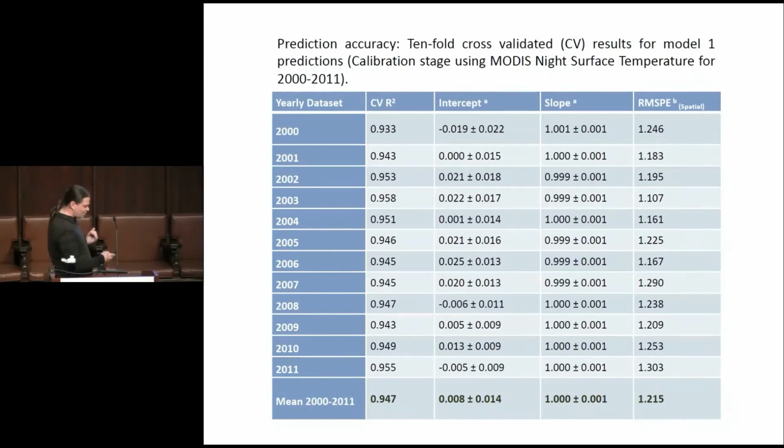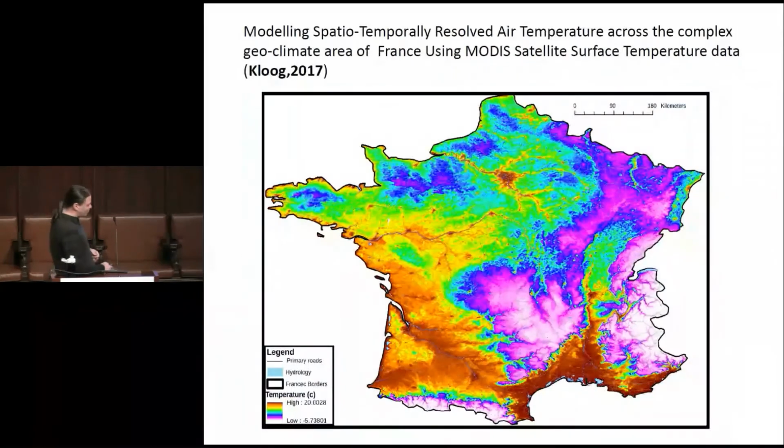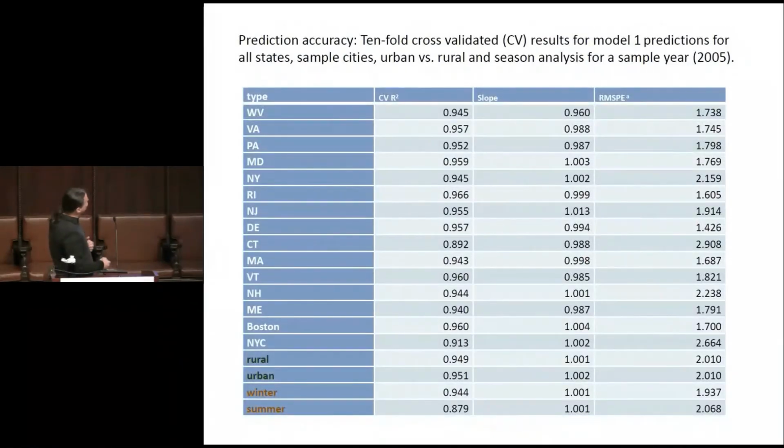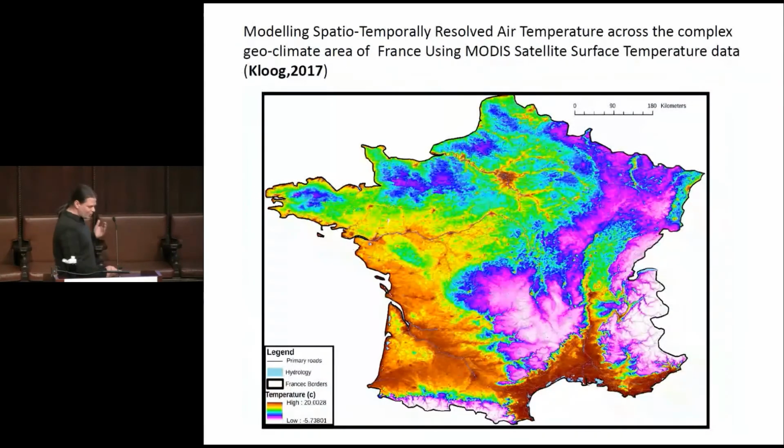Of course, when we first published these methods, reviewers were very harsh on us and demanded these different sensitivity analyses, looking at performance between states, between cities, rural versus urban, winter versus summer. But the model performed very well under the different scenarios. And of course, we extended these to other regions of the world.